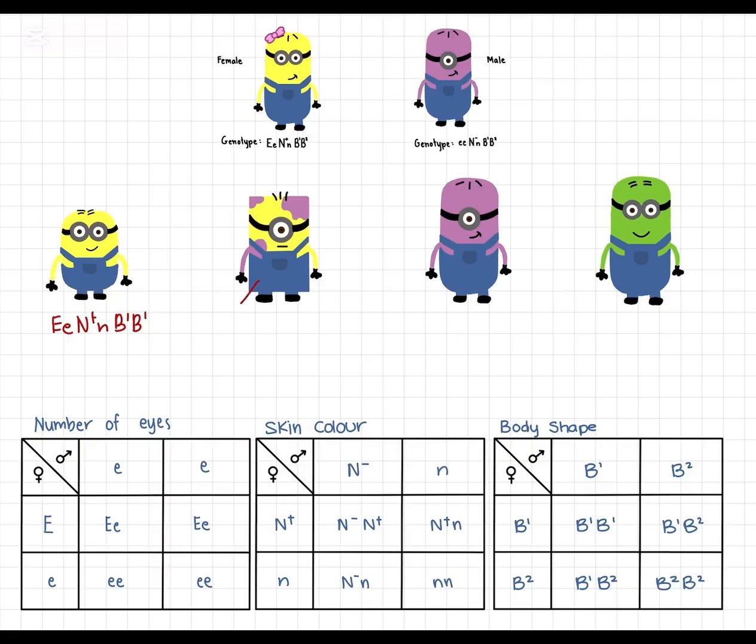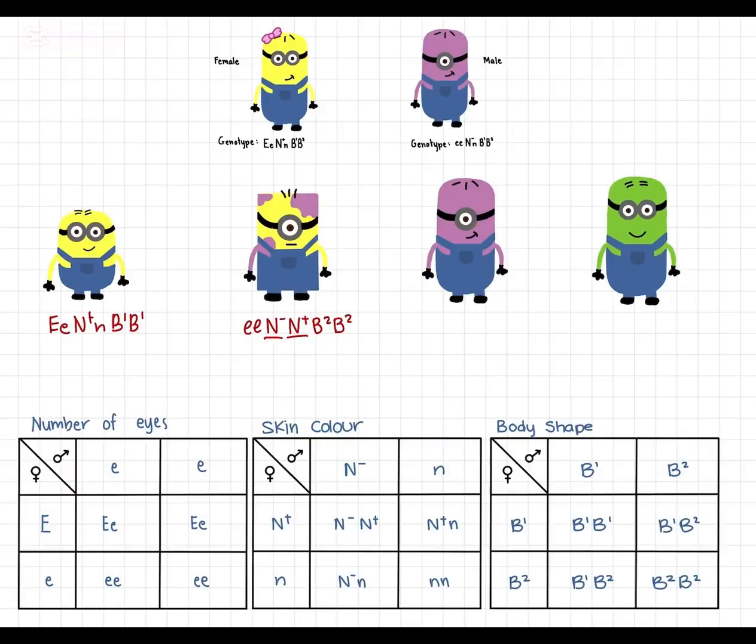For the second offspring, it is rectangle, has 1 eye, and is a mix of both parents' skin colors. This means it is little e, B2, B2. Its skin type has both colors showing up in the phenotype. This is a classic example of codominance and must be N+ and N-. The third offspring exhibits the exact same phenotype as the father and is likely the same genotype.